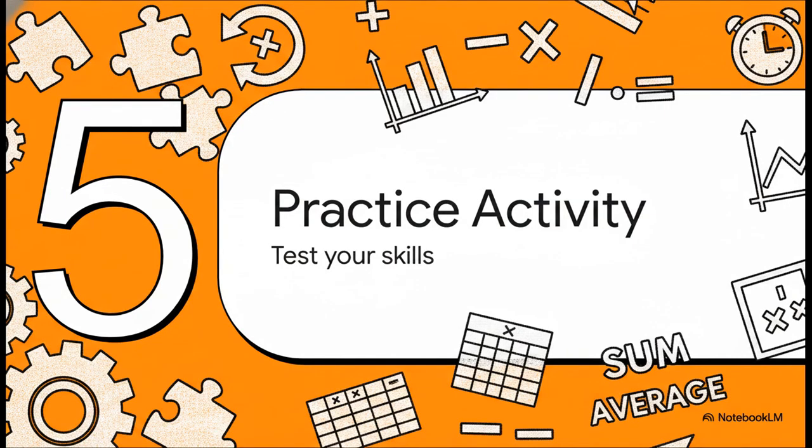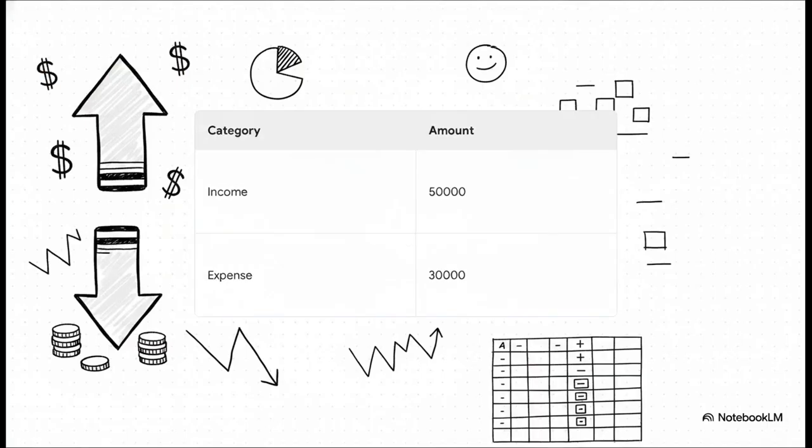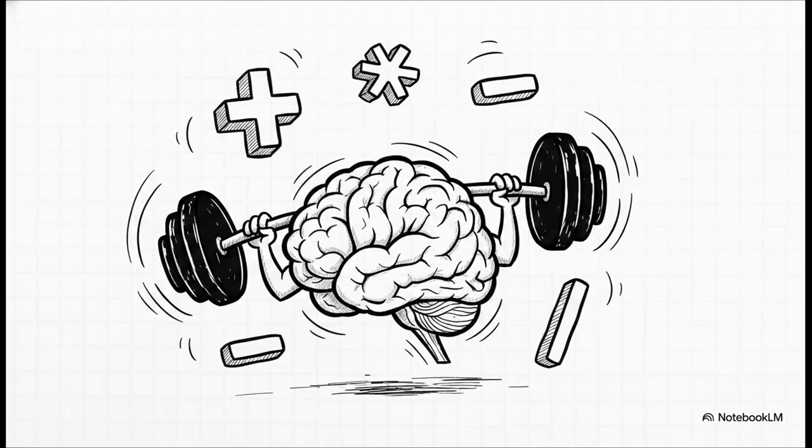Let's bring it home with part 5, a quick practice activity. Let's set up a quick mental scenario. Imagine a spreadsheet where in one cell we have an income of 50,000. Right below it, in another cell, an expense of 30,000. Using just those two cells, I want to challenge you to practice building 4 specific formulas.